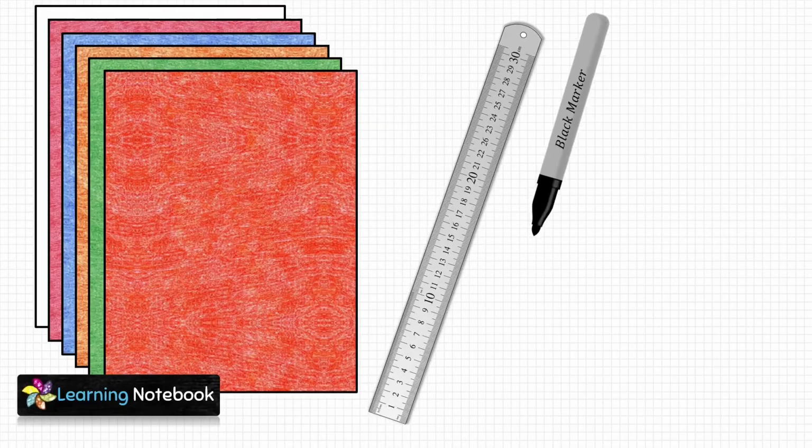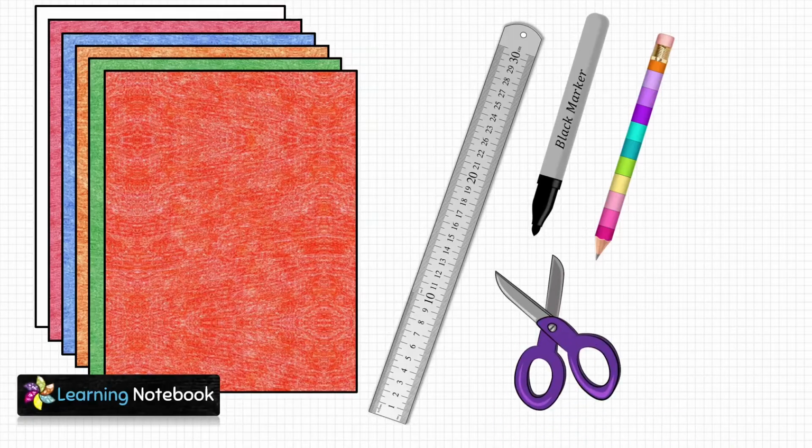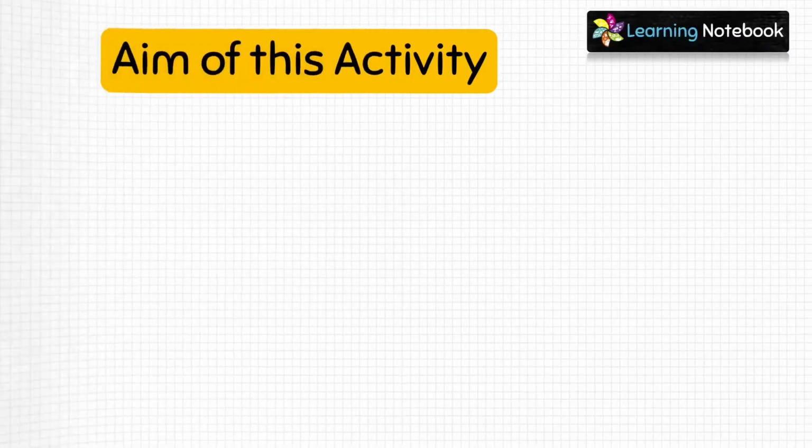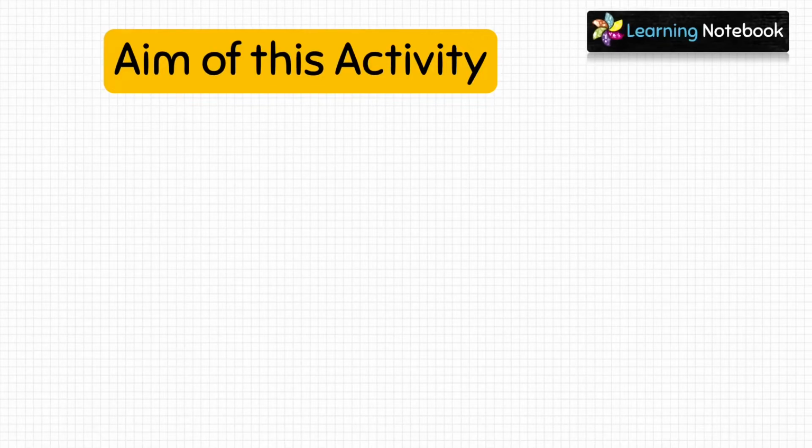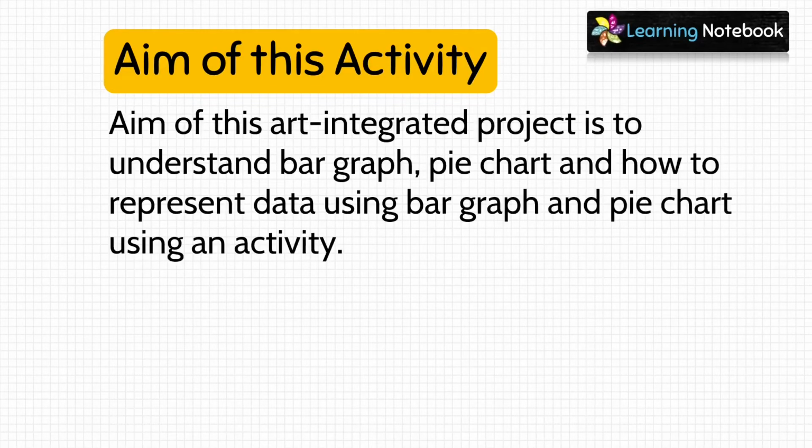For this activity, we need few colorful thick sheets, a ruler, a black marker pen, a pencil and a pair of scissors. Aim of this art integrated project is to understand bar graph, pie chart and how to represent data using bar graph and pie chart with the help of this interesting activity.